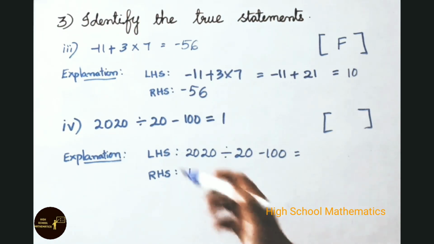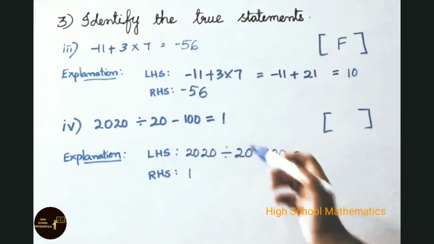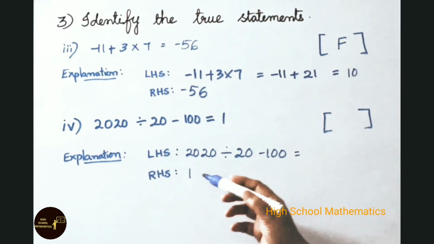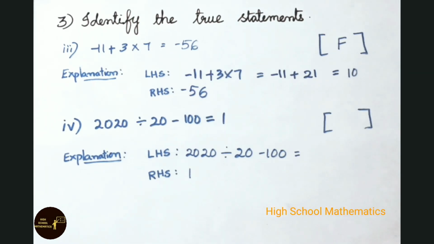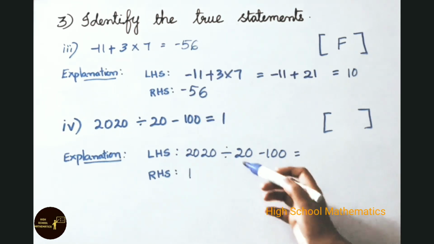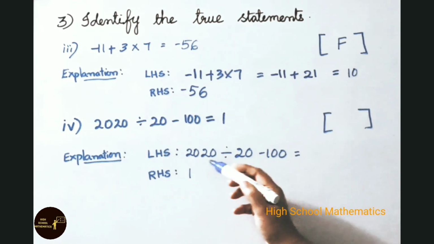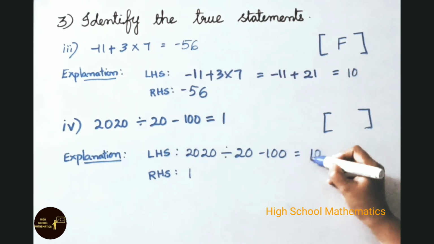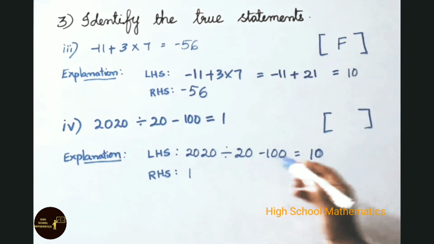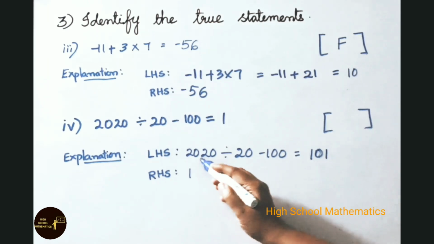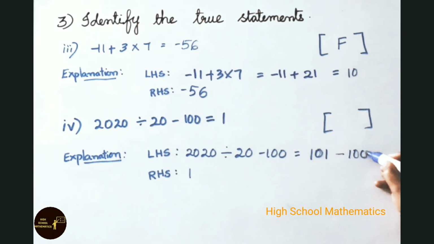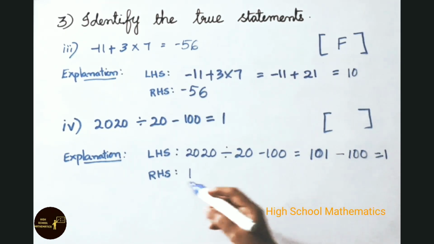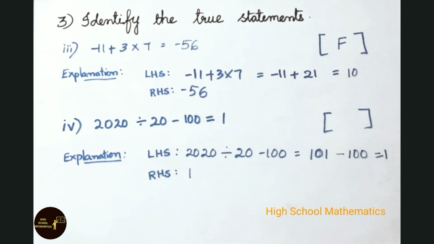See now fourth one, 2020 divided 20 minus 100 is equal to 1. Let us take LHS part, 2020 divided 20 minus 100. Here division and subtraction symbols were there. First we have to do division according to BODMAS rule. 20 table 10 times 200, 1 time 20. So 2020 divided 20, answer is 101 minus 100. 101 minus 100, answer is 1. RHS answer also 1 only. So both are equal. So the given statement is true.